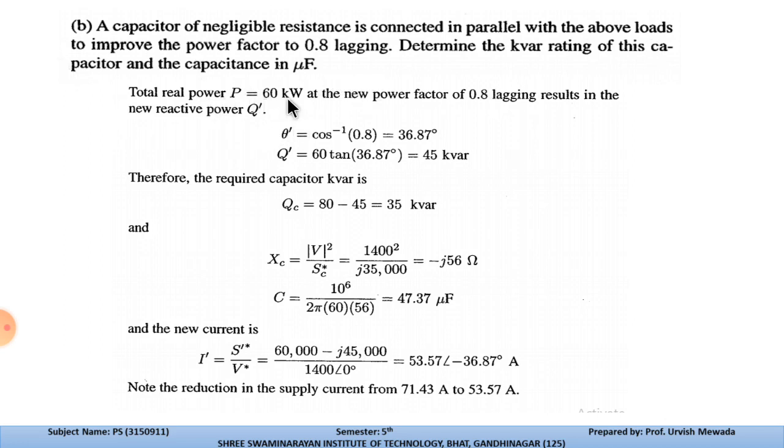P is equal to, the requirement is 60 kilowatt, and the power factor is 0.8, so theta dash will become cos inverse of 0.8, so 36.87. Then Q dash will become P tan theta, so P is equal to 60 over here, tan, and theta is 36.87. Then we can say the reactive power supplied by this branch is 45 kVAR.